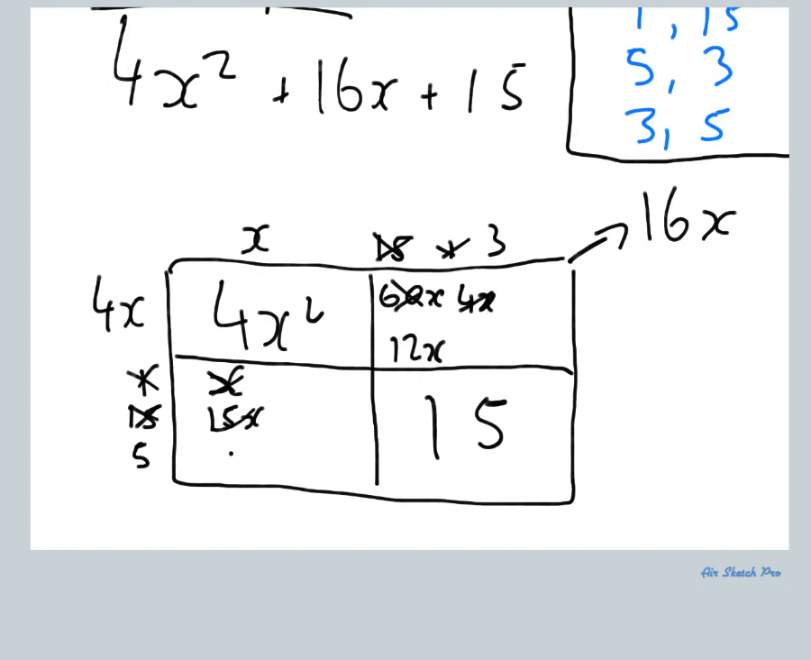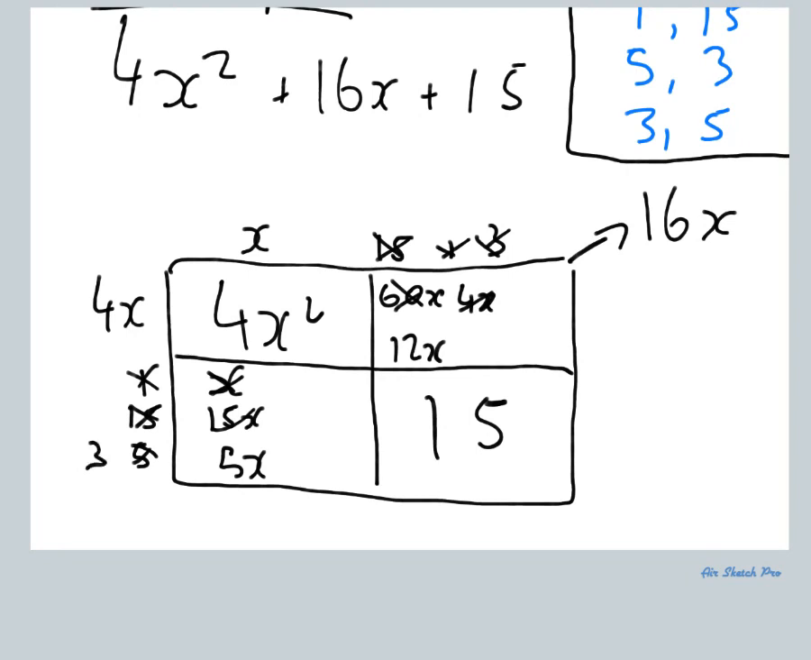5 times x is 5x. We've got 5x plus 12x equals 17x. And unfortunately, mathematics is so precise that we can't say, close enough, and be done with it. So we've got to say, no, that doesn't match up. Time to move on. So we cross these out and we flip them to see what we get there.